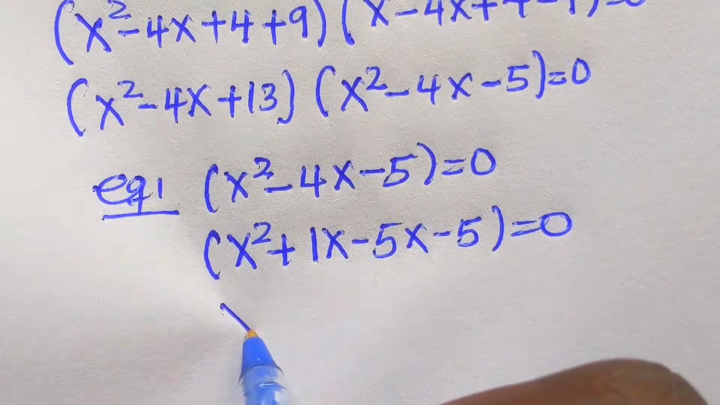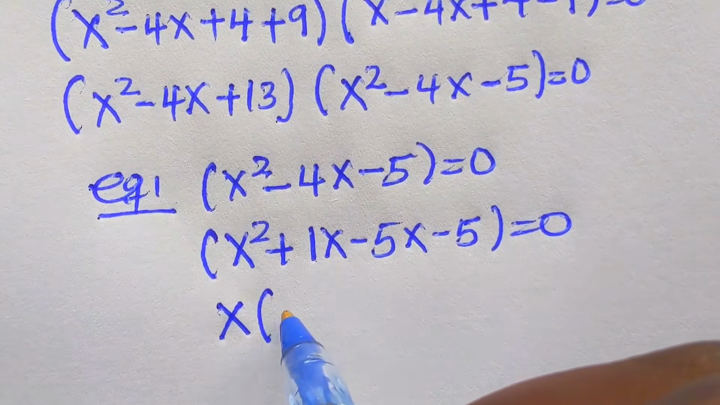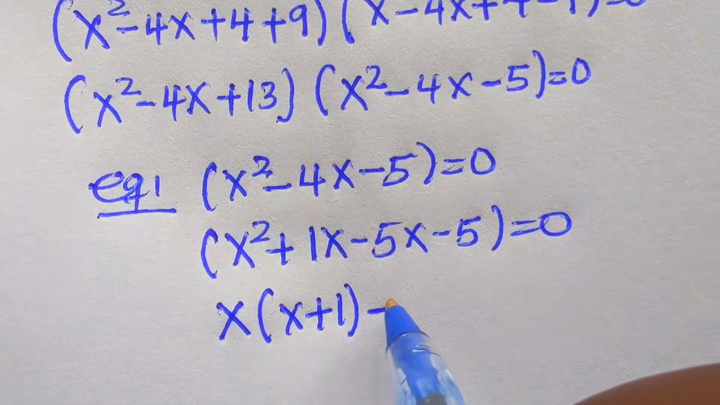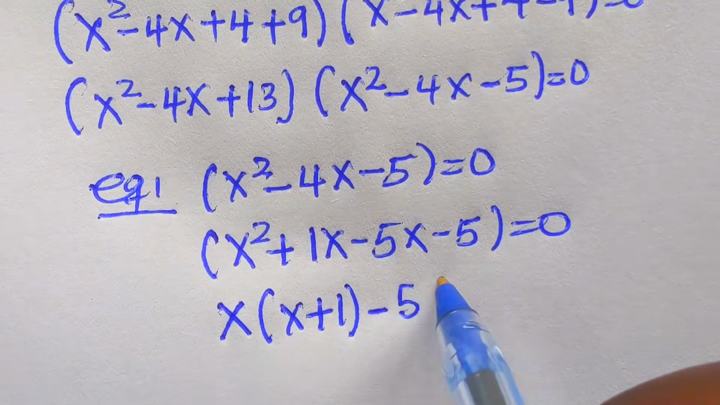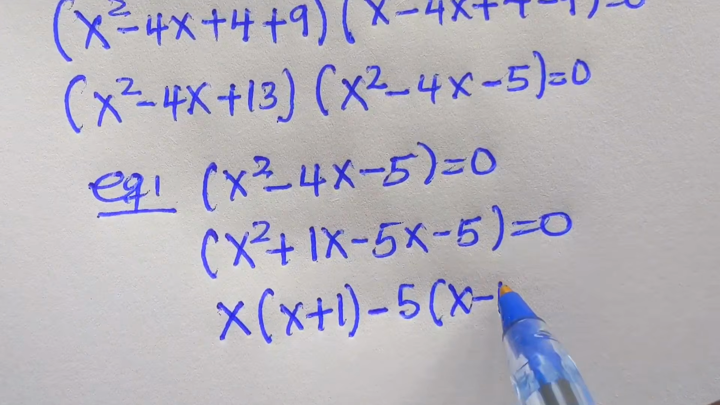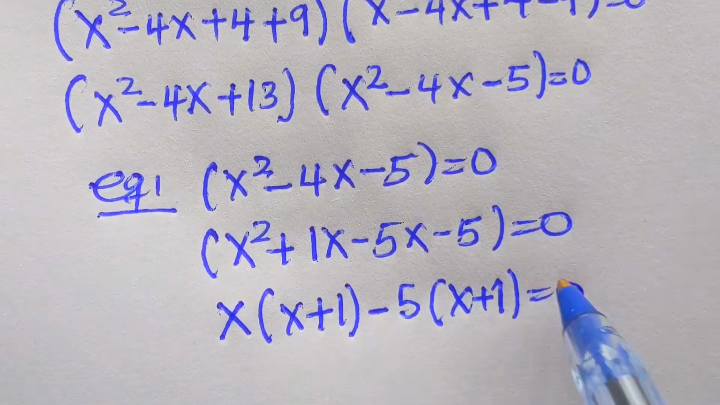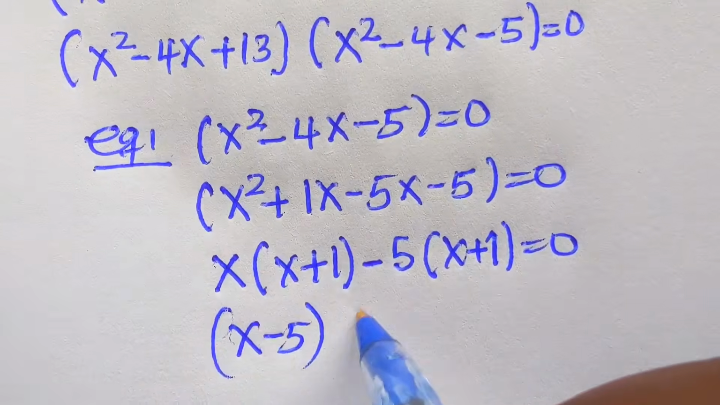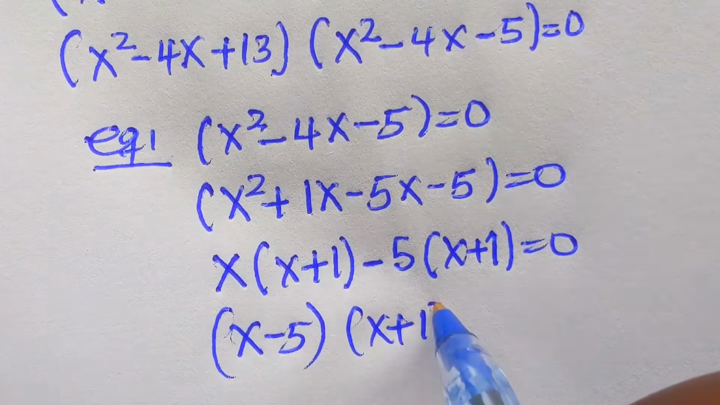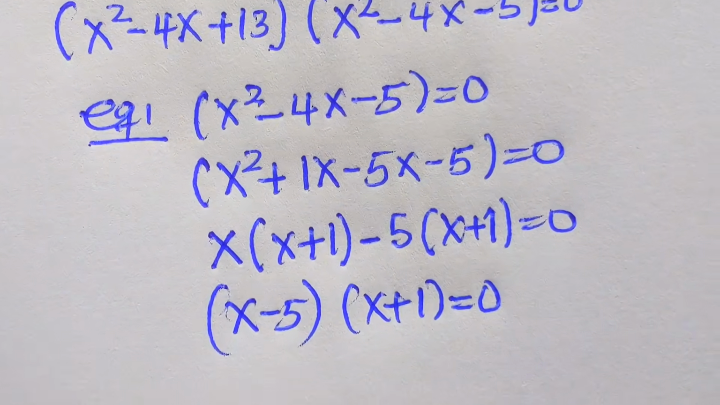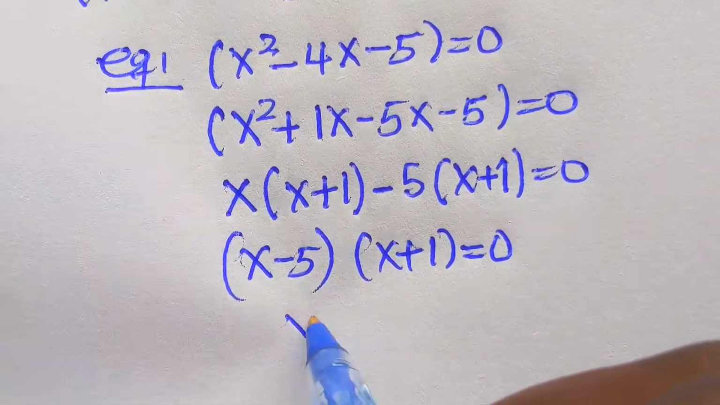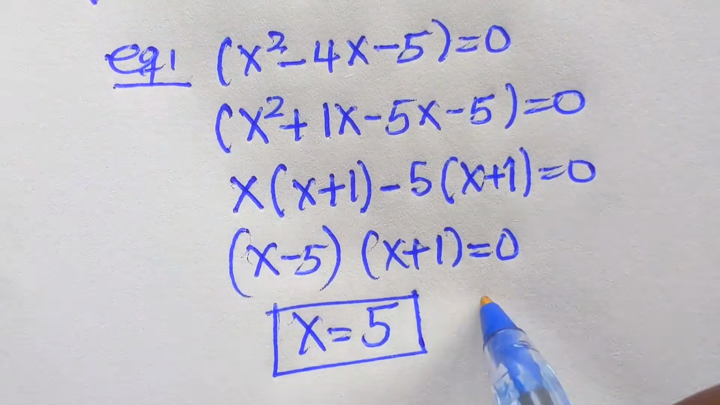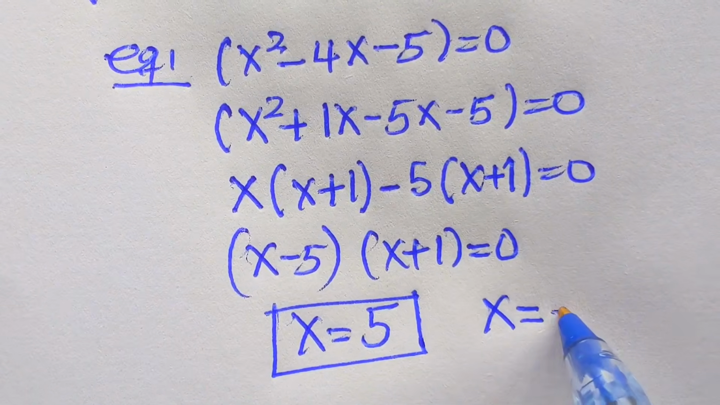By grouping and factorizing negative 5, we get (x + 1), so (x - 5)(x + 1) = 0. And of course here we get x = 5, and here I have x = -1.